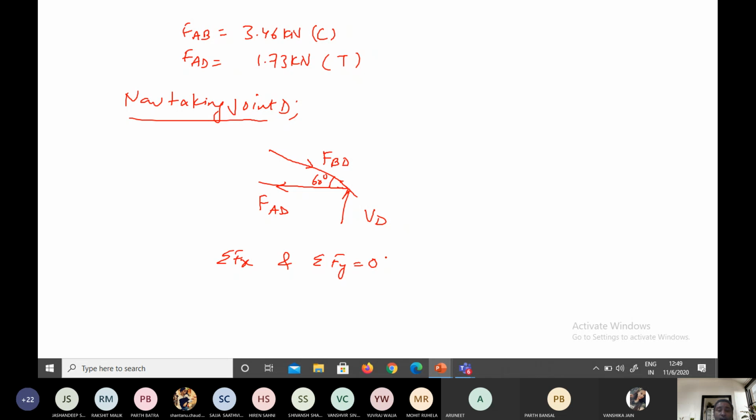So what is the value? Can anybody tell me what is the value of FBD? What are you getting? Because FBD we have already calculated. FBD is equal to 3.464. Direction? So positive. Negative. Compressive.